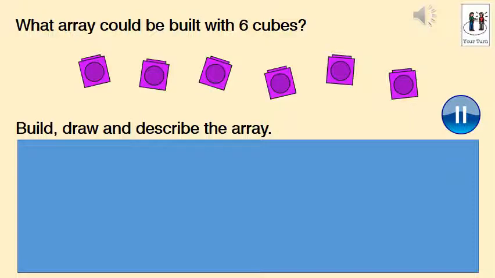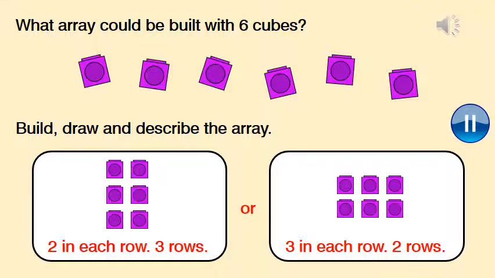What array could be built with 6 cubes? Can you draw the arrays down to see what you come up with? You've got 6 cubes. So you could get 6 of the same object, 6 pastas, 6 cars, whatever you feel, and work them out into arrays, into rows. See what you come up with. Pause the video whilst you're doing that and record your answers. So you could have had 2 in each row and 3 rows in total, or you could have had 3 in each row and 2 rows.